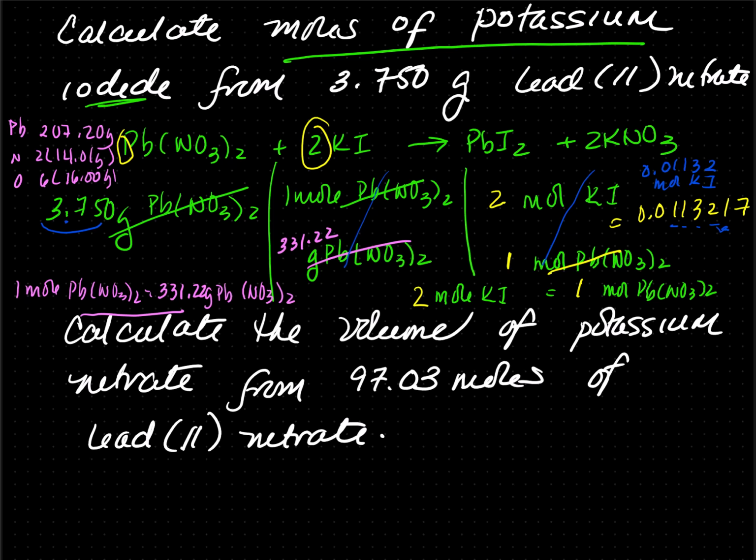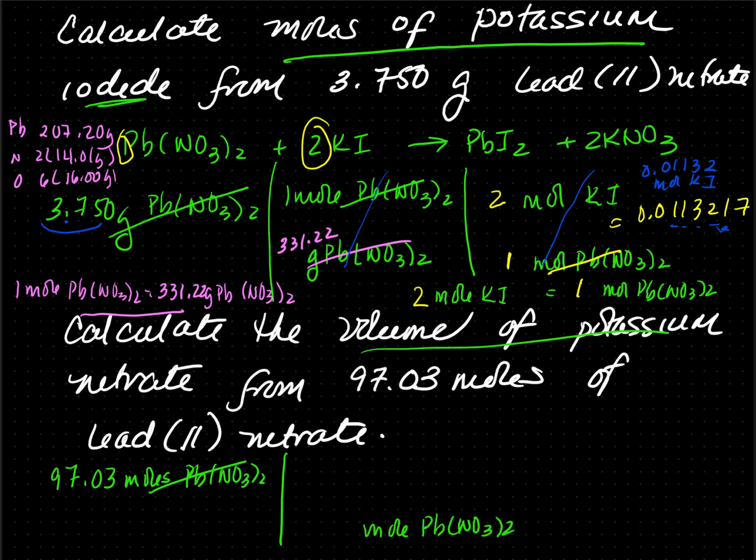In the next problem, we're going to calculate the volume of potassium iodide from 97.03 moles of lead(II) nitrate. So the first thing we're going to do is start with what's given, which is 97.03 moles of lead nitrate. Again, if you don't know where to start, start with what's given. And diagonal units have to cancel out, so this has to be moles of lead nitrate. We're looking for the volume of potassium iodide. So it is a different element and compound. The only way we could change element and compound is to go through a mole ratio.